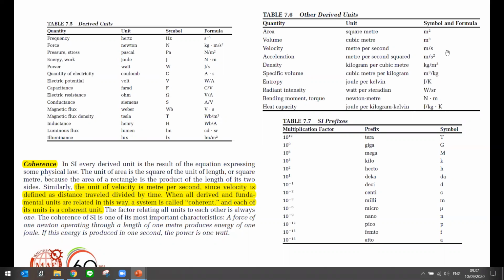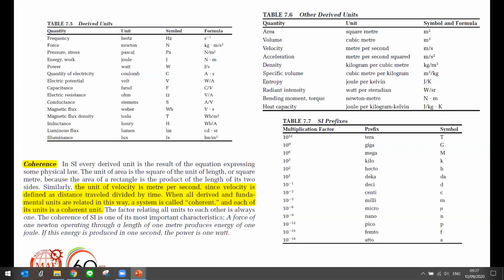We have the area, which is a square meter. We have the volume, which is a cubic meter, and so on. Table 7.7 is the prefix, as I just mentioned. I'm not sure if you still remember this when you were a high school student.